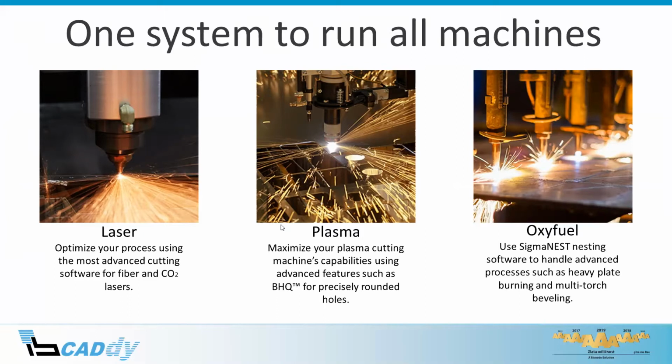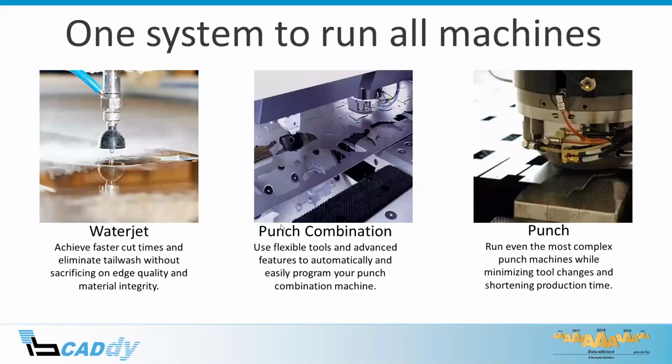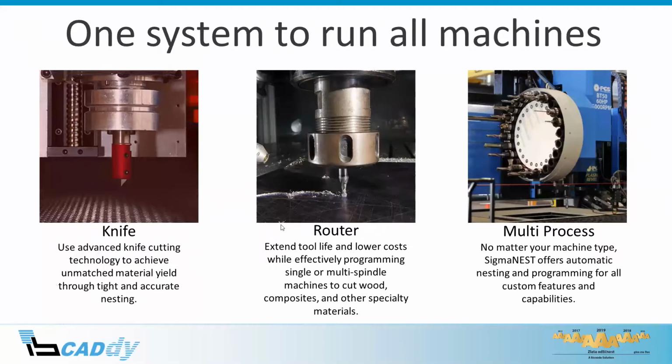Here we can see some of the machine types, such as laser, plasma, and oxyfuel machines. Also, we support programming water jet machines, punch and laser combo machines, or only punching machines where we can take advantage of the tool turret. Additionally, we also support knife machines and single or multiple spindle machines for cutting wood or composites. With SigmaNEST, you can also create nesting for any kind of machine.